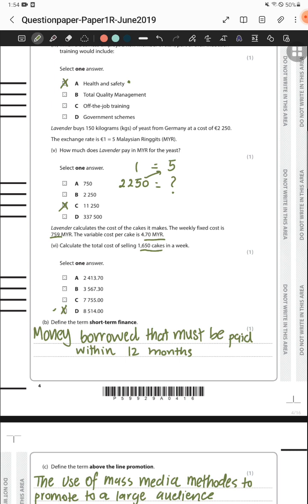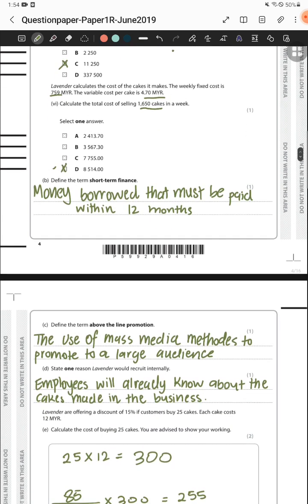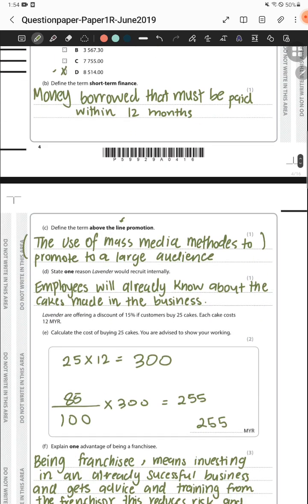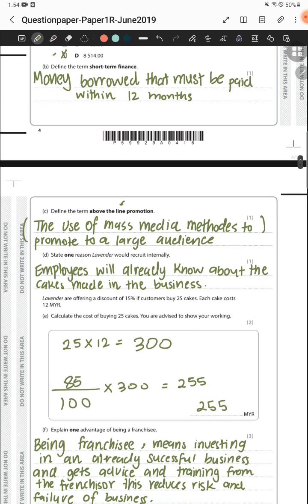Okay, next is define the term above the line promotion. This question comes up a lot, so make sure you know this one. I've been answering a few from Pearson Edexcel, and I've come across this definition a lot of times. So the answer is the use of mass media methods to promote to a large audience. Above the line promotion. This is the correct answer, and it's also, I think, the same as your marking scheme.